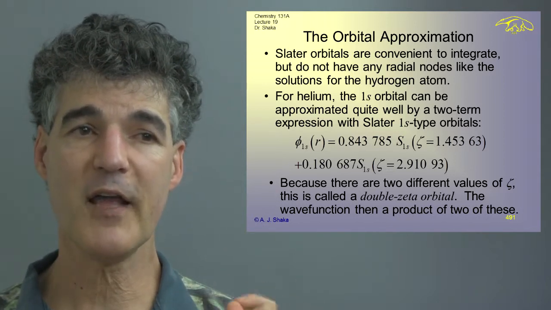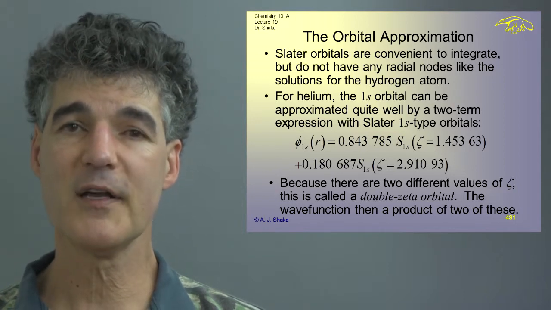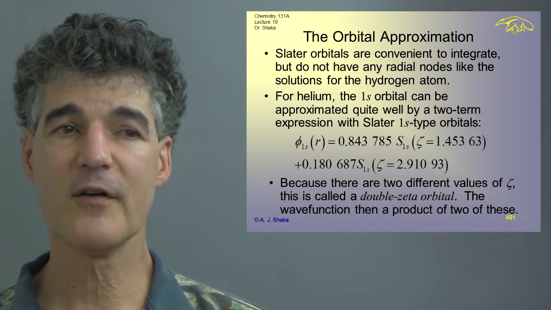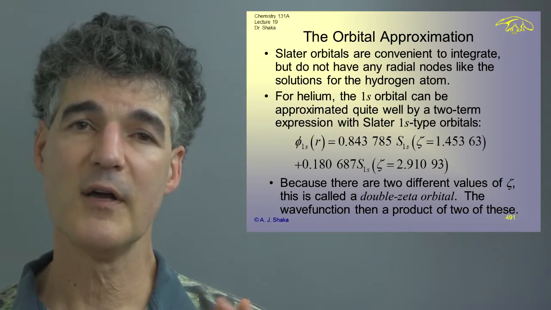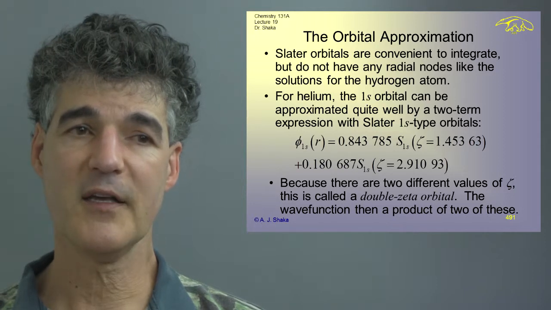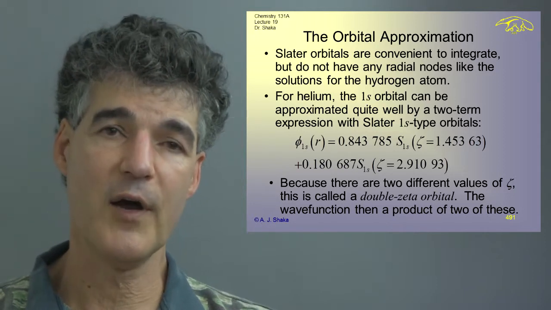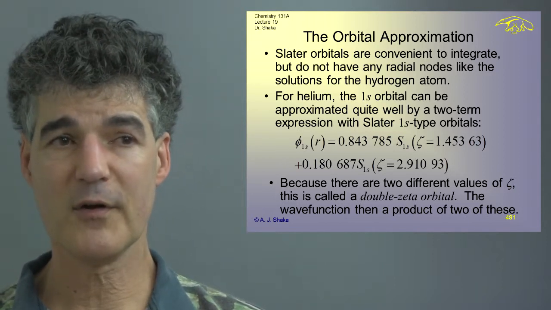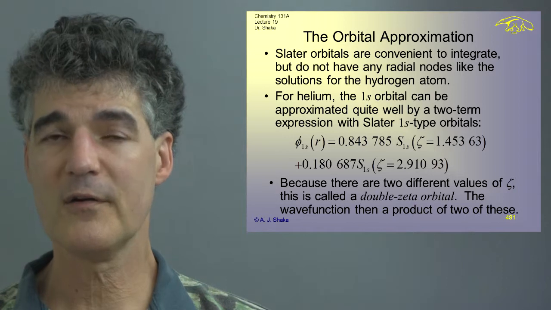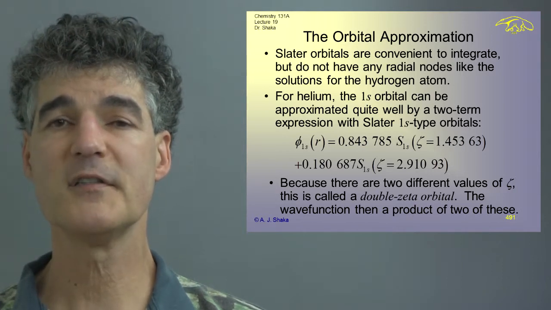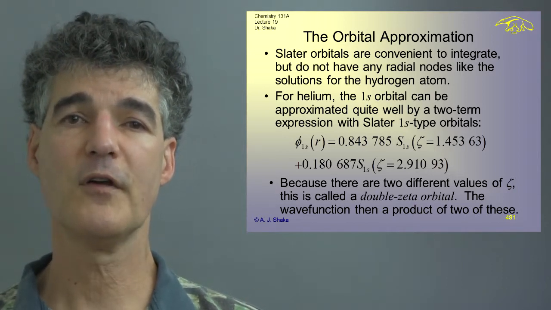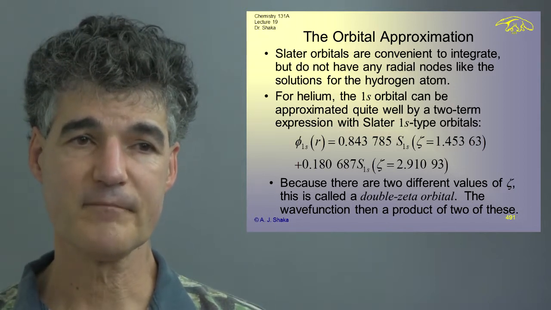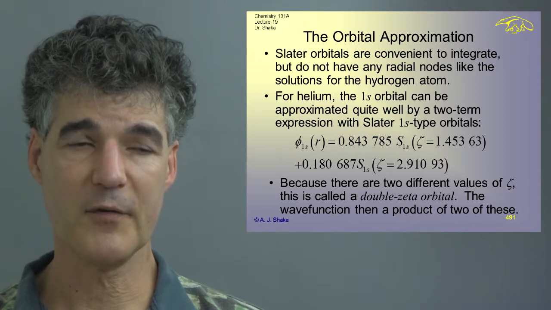So the first term is about 84% Slater 1s orbital with zeta 1.453, and then another 20% or so with a Slater orbital with zeta equals 2.910. The other electron orbital for the other particle has exactly the same form, and the total for the two of them is the product of these things. And that gives you the best value.